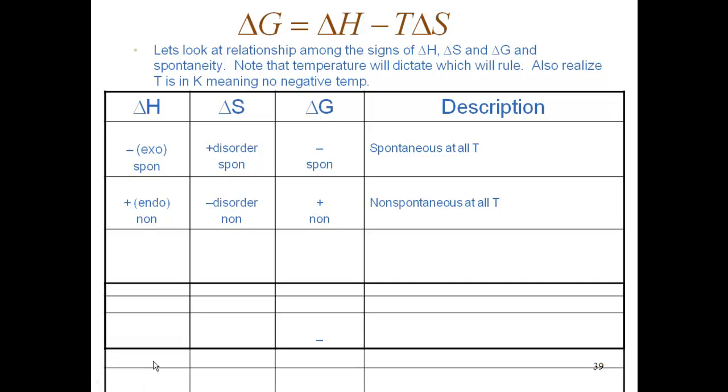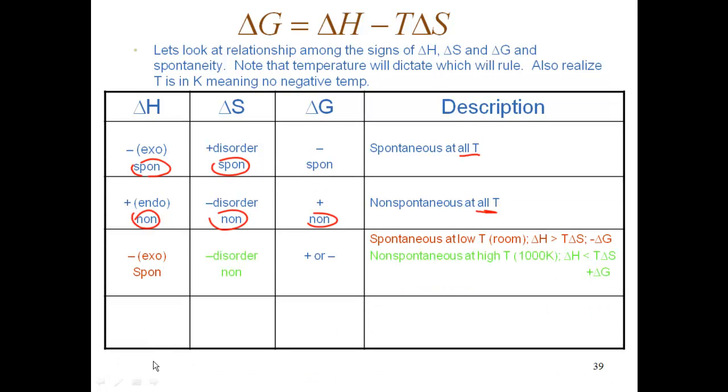Well, here's the first one. We're going to talk about competition. I have an exothermic reaction, which favors a spontaneous reaction. I have a decrease in disorder, which favors a non-spontaneous reaction. So you can see now I have opposites. So it could be positive or it could be negative for delta G. How are we going to determine it? Well, that's where temperature becomes very important.